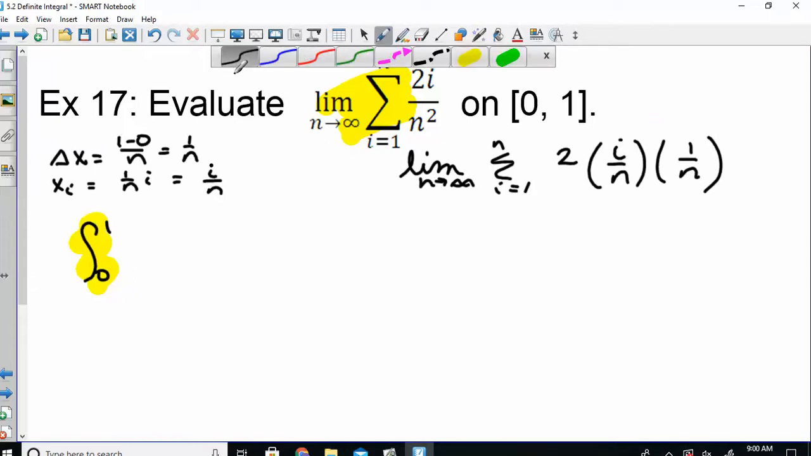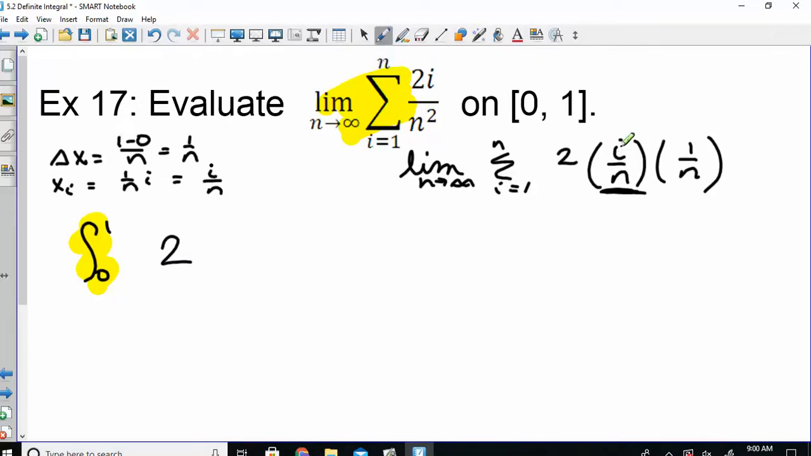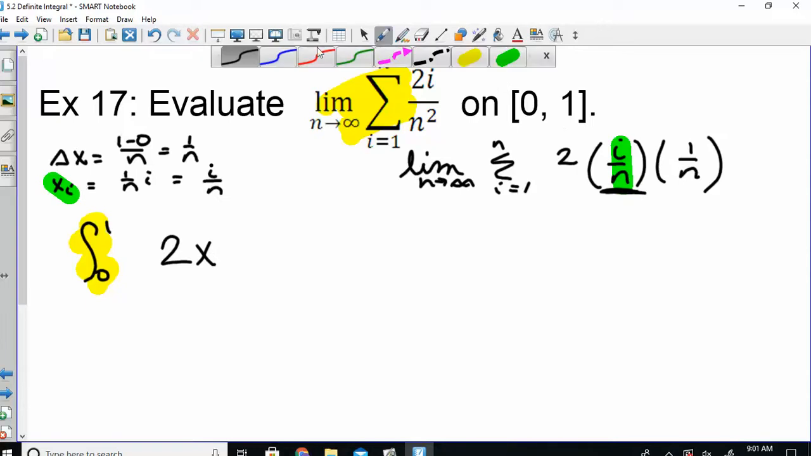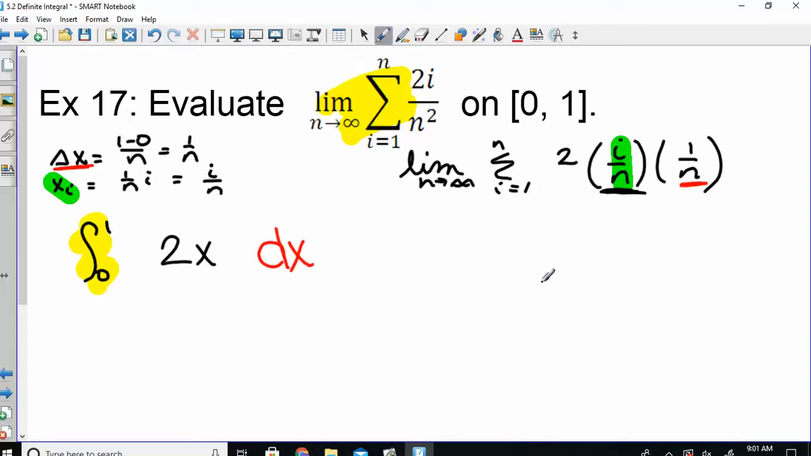Then I have a 2. i over n is what? That's my x sub i, so I would just replace that with an x. 1 over n is the change in x, which just becomes dx on the end. So this is just another way of saying the integral from 0 to 1 of 2x dx.